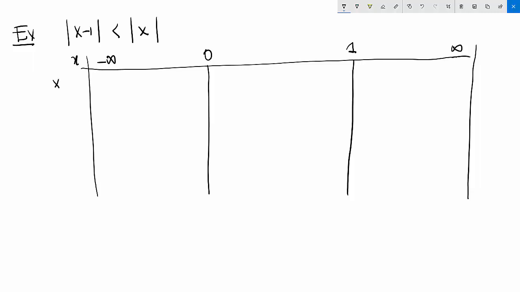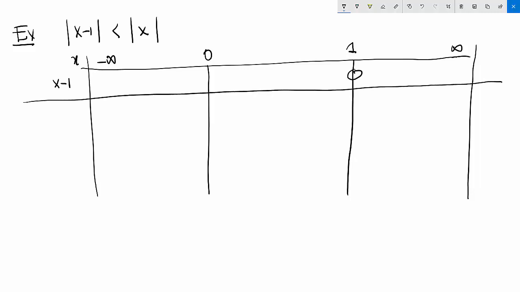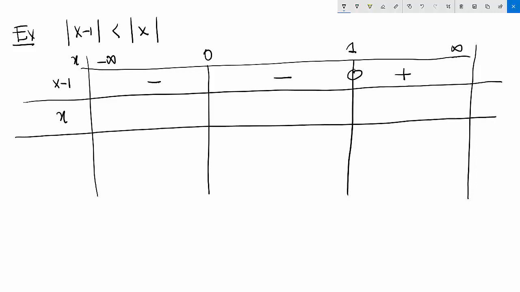And let's look at the sign of x minus 1. x minus 1 is 0 here, and then it's negative to the left of 1, positive to the right of 1, right? So when x is bigger than 1, x minus 1 is positive. And what happened to x? Well, x is going to be 0 when x is 0. It's negative here and then positive, and so on.